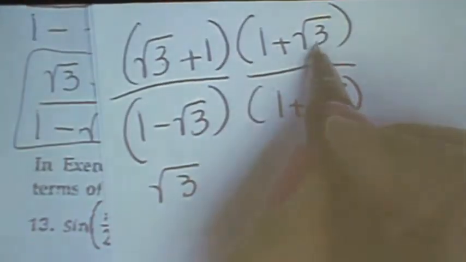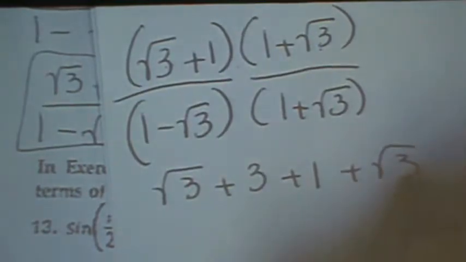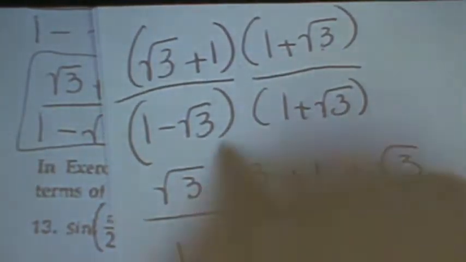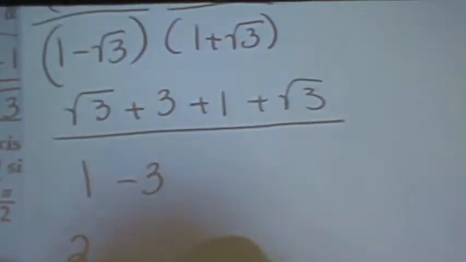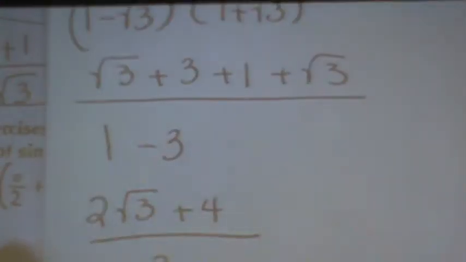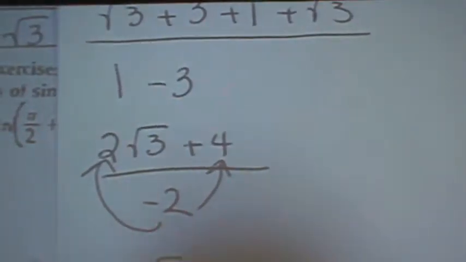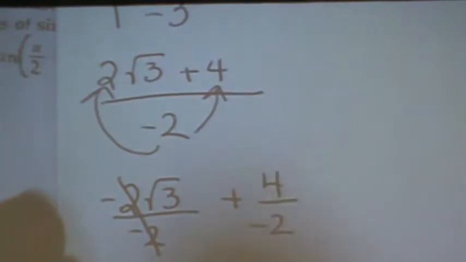So we have root 3 times 1 is root 3. Root 3 times root 3 is just 3. 1 and plus root 3, all over 1 times 1 is 1, and then minus 3. Adding these two up, you get 2 root 3 plus 4 over negative 2. This goes into that, and that goes into this, so this is going to cancel. You're going to have root 3 minus 2.